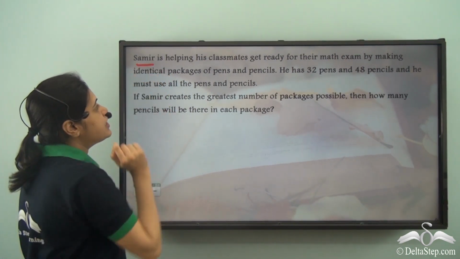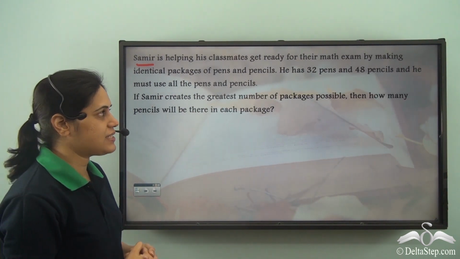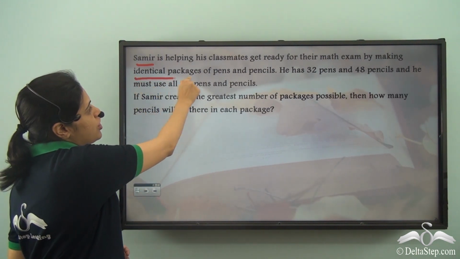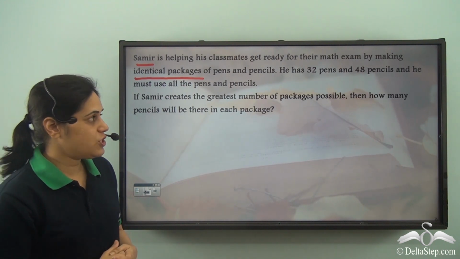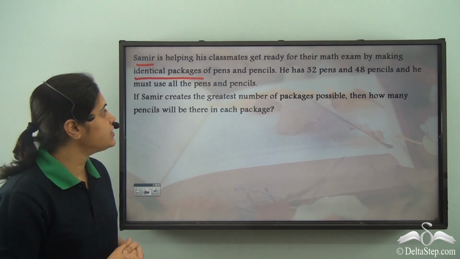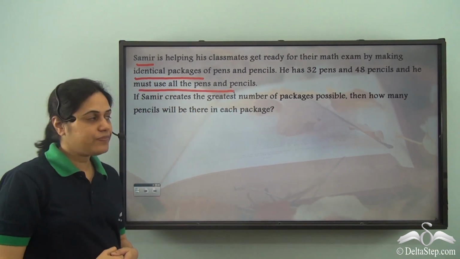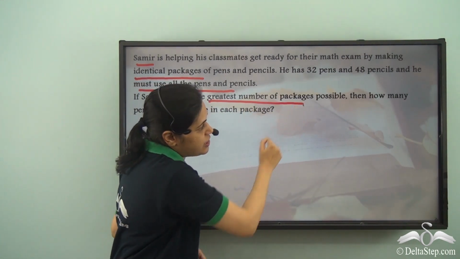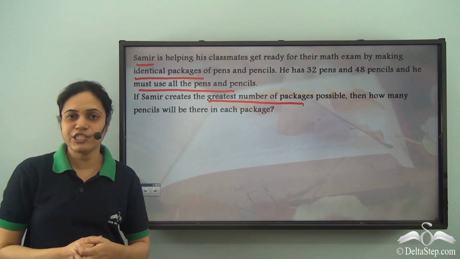Now Samir is helping his classmates get ready for their math exam by making identical packages of pens and pencils. Now he has 32 pens and 48 pencils and he must use all the pens and pencils. If Samir creates the greatest number of packages possible, then how many pencils will be there in each package?